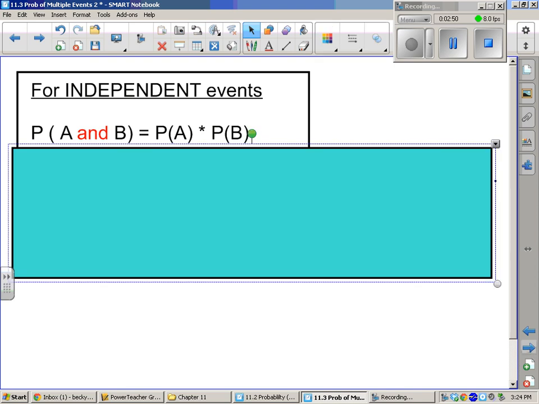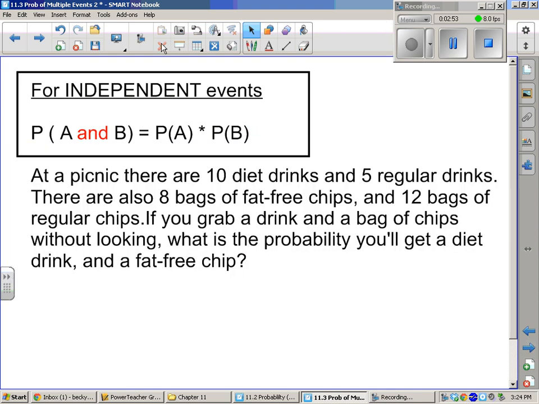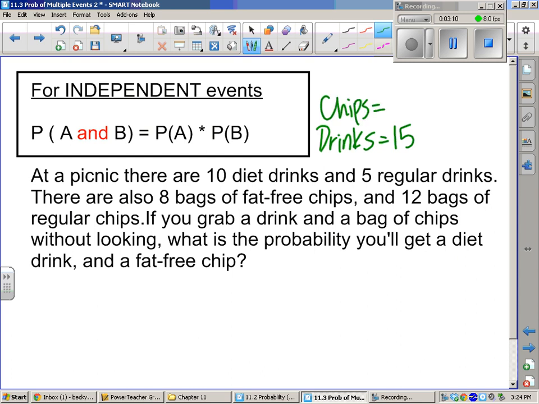Okay. Let's try one. Okay, you're at a picnic. You have 10 diet drinks and 5 regular drinks. So how many drinks total? 15. Okay, well, let's write that down somewhere because we might need the total when we're dealing with probability. Then there are also 8 bags of fat-free chips. Ew. And 12 bags of regular chips. How many total? 8 and 12 makes 20.